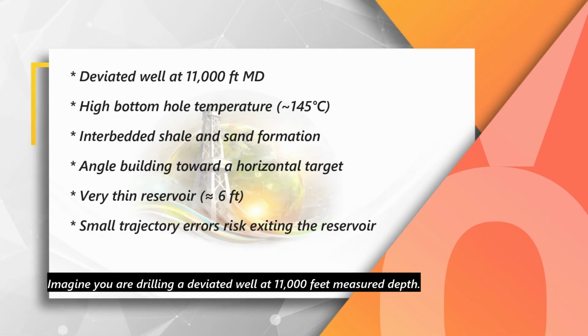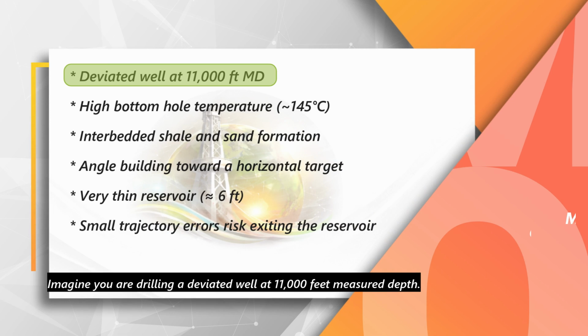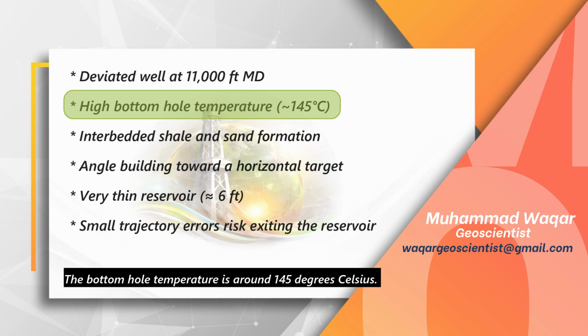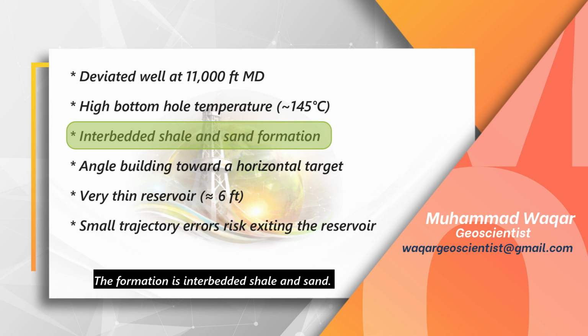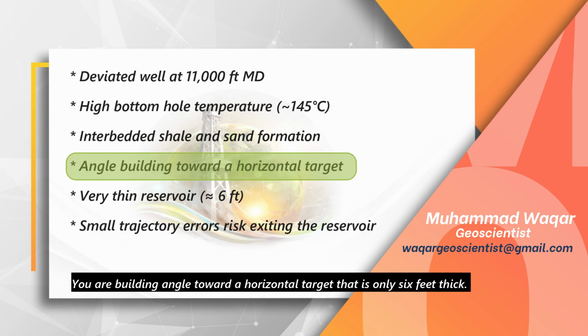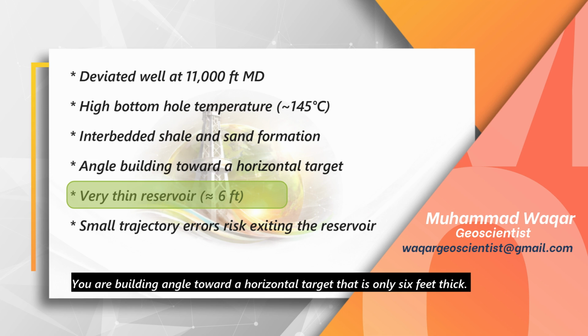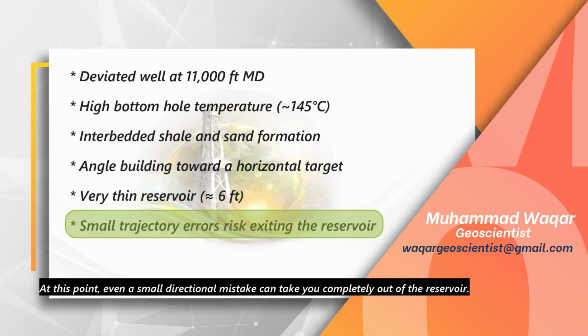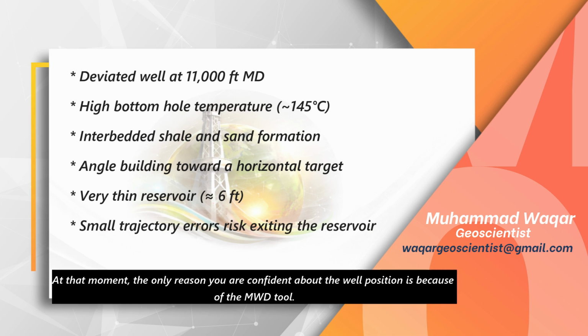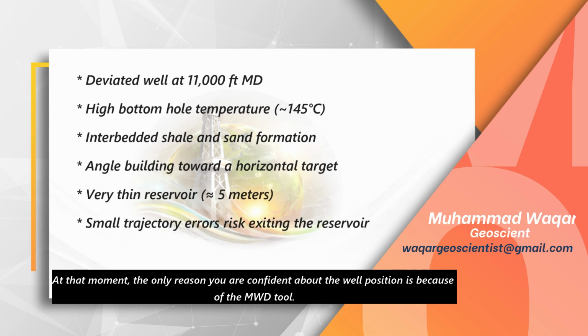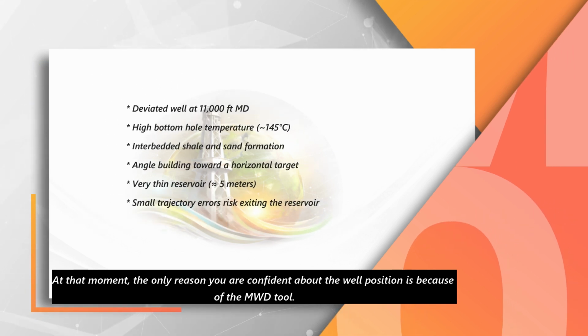Imagine you are drilling a deviated well at 11,000 feet measured depth. The bottom hole temperature is around 145 degrees Celsius. The formation is interbedded shale and sand. You are building angle toward a horizontal target that is only 6 feet thick. At this point, even a small directional mistake can take you completely out of the reservoir. At that moment, the only reason you are confident about the well position is because of the MWD tool.